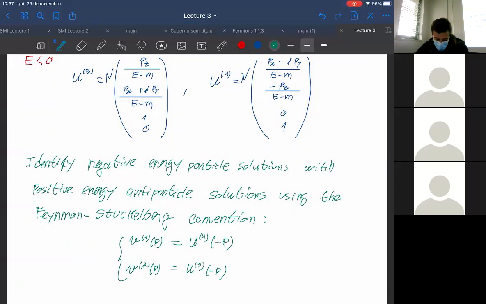Let me see: 2 goes with 3, yes, and 1 goes with 4. Exactly. Essentially, you have a negative energy that you pass to positive energy, and a momentum that you pass to minus the momentum. This is essentially what we are doing. I think there are some authors that only change the momentum or only the energy.